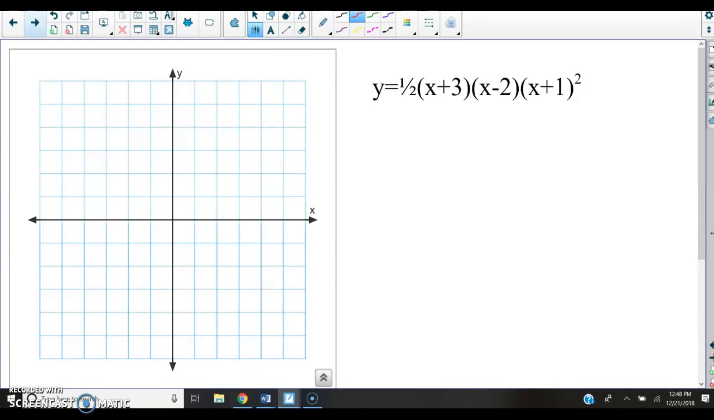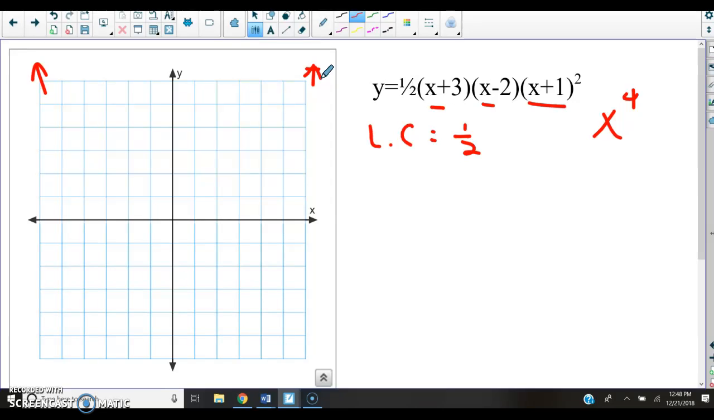Okay, let's practice a couple. All right, so if I look at this, this is an x, this would be x squared, so really I have x to the 4th. So my ends are both even. My lead coefficient is 1/2, so I know it's going up this end and up this end.